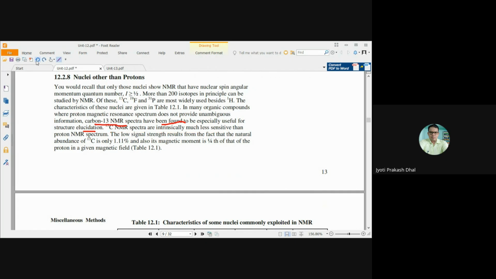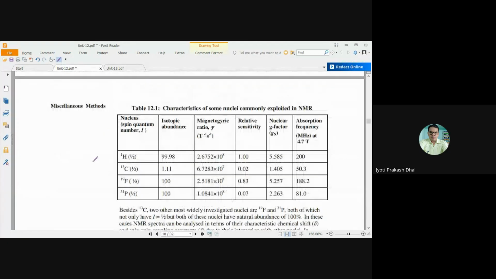So the spectra for C13 NMR show low signal strength because the natural abundance of C13 is only 1.11% of the total carbon, and also the magnetic moment is 1 by 4 of that of the proton in a given magnetic field.